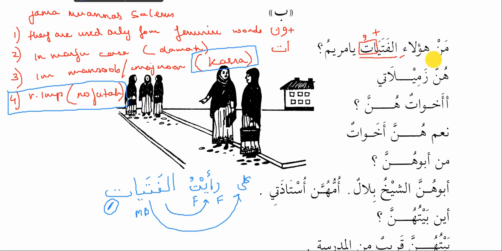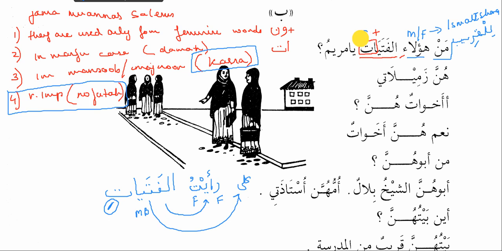In this case, a questioning tool is here, so that means no effect on the coming noun. And haula'i is the plural for hadhihi and hadha, both. It's used for male and female, and this is for ismal ishara lil qareeb. How will you spell qareeb? Qaf, ra, ya, and ba. Qareeb means for near things.